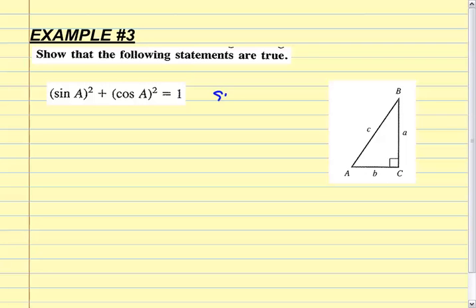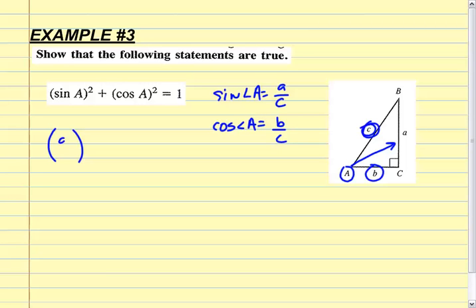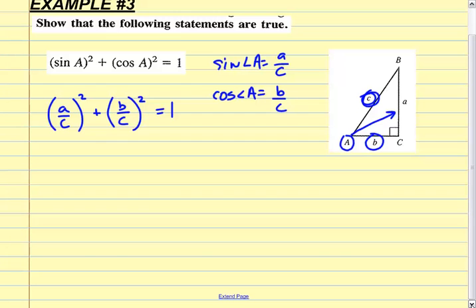Here, let's do this. Figure sine of angle A is equal to opposite over hypotenuse, so A over C. And the cosine of angle A is equal to adjacent over hypotenuse, so B over C. Okay, now it says sine A squared, so that's going to be A over C squared, plus the cosine of A, that's B over C squared, is equal to 1. I don't even know where this is going. Let's see where this is going.